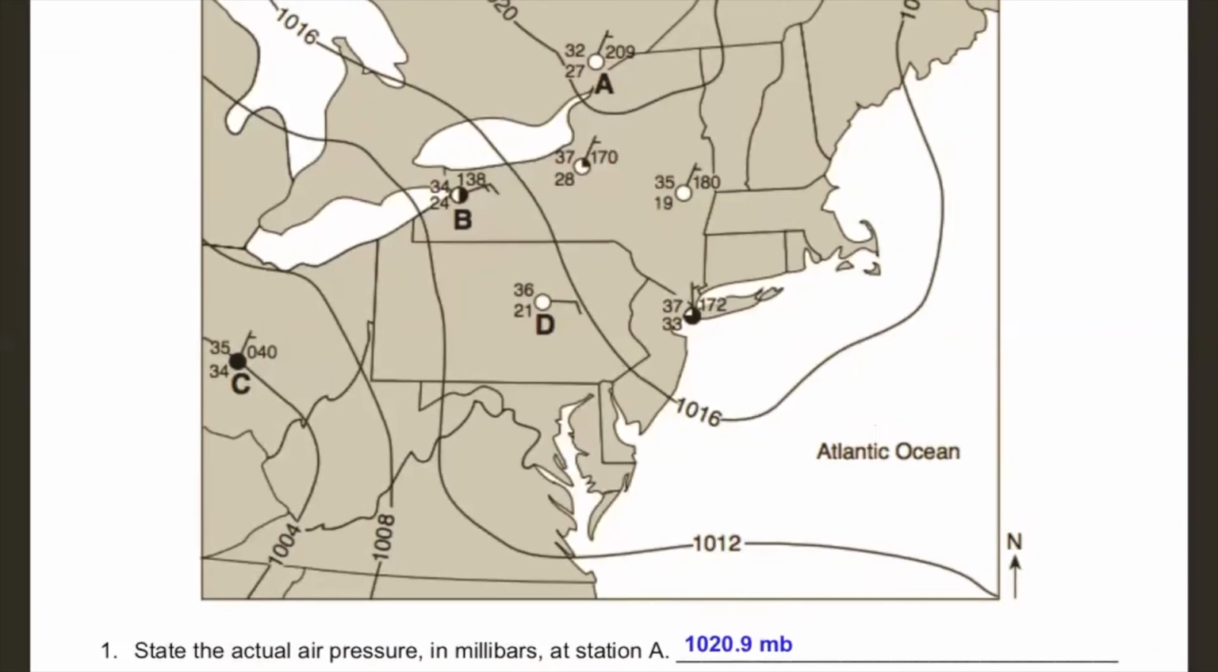Okay, what was the wind speed? What was the wind speed that was recorded? That was recorded at station B. Okay, let's go to station B. The wind speed, we have to look at the feathers here on the stick. We have one big stick and one small stick. 10 plus 5 is 15 knots.